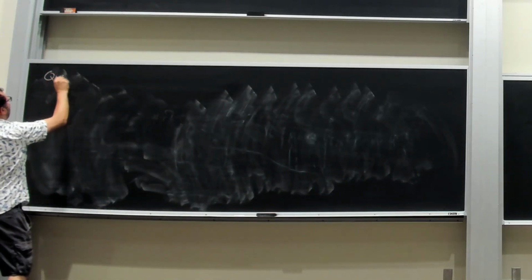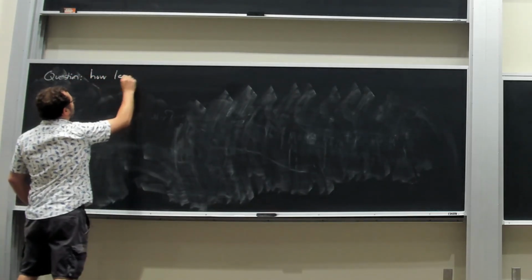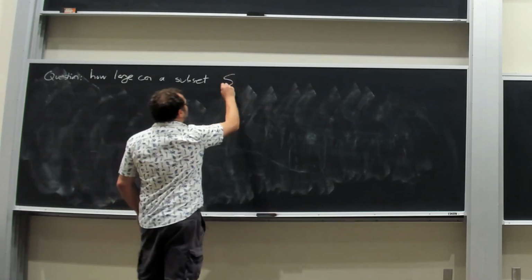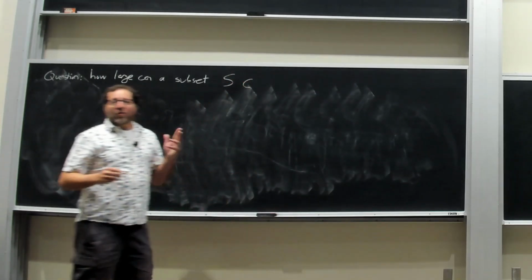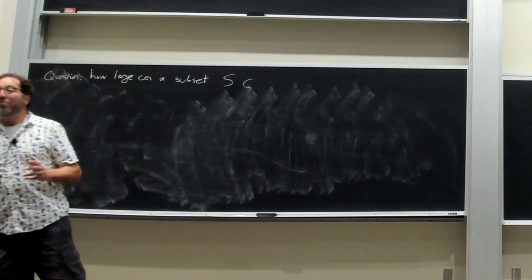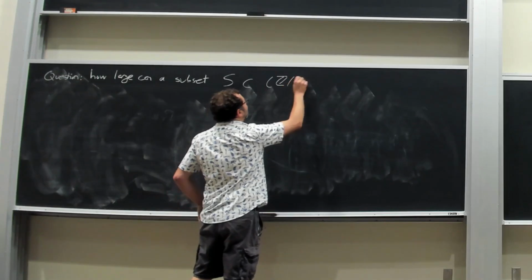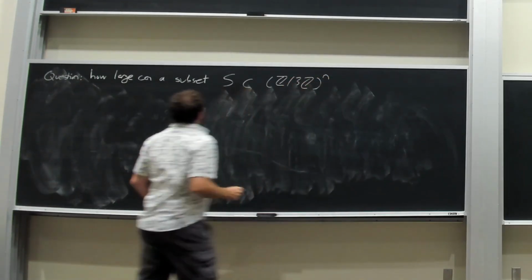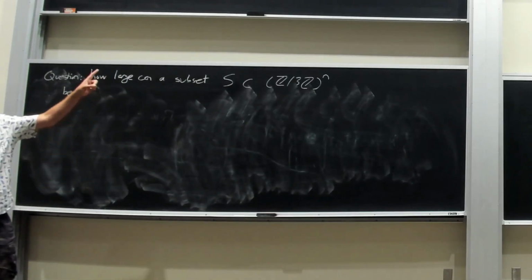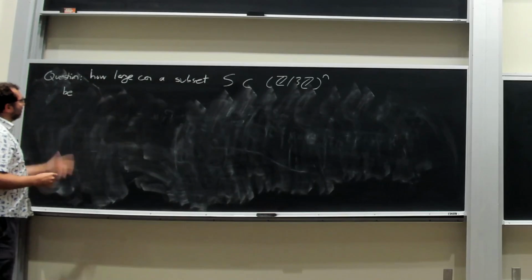Question: how large can a subset S of, and so this is a question about subsets of vector spaces, but this is a combinatorics question. We like finite sets, so I want this to be a vector space over a finite field. So let's say (Z mod 3Z) to the n. If I don't say any more, then we know the answer, right? 3 to the n, because that's how many vectors there are in this finite group. But of course, there's a condition. This is an extreme combinatorics question.